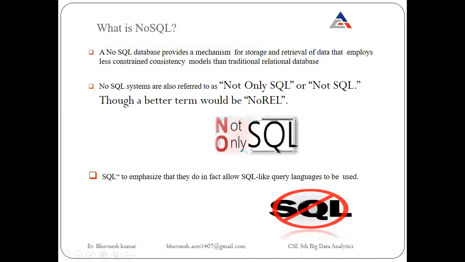Next, what is NoSQL? NoSQL systems are also referred to as not only SQL, or not SQL, though a better term would be NoREL, meaning no relation. No relationship is there, meaning we are not creating any type of table. That is why it is also called NoREL, no relation, not SQL, not only SQL.